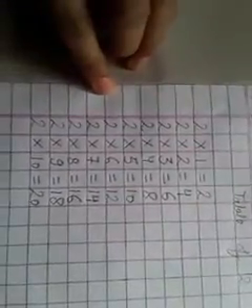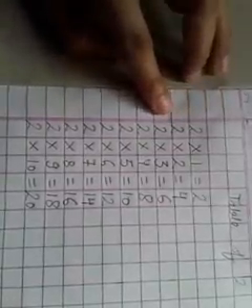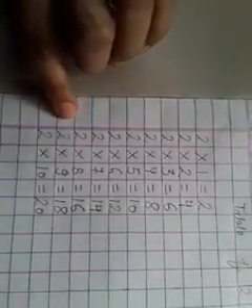Okay, again start. 2 1s are 2, 2 2s are 4, 2 3s are 6, 2 4s are 8, 2 5s are 10, 2 6s are 12, 2 7s are 14, 2 8s are 16, 2 9s are 18, 2 10s are 20.